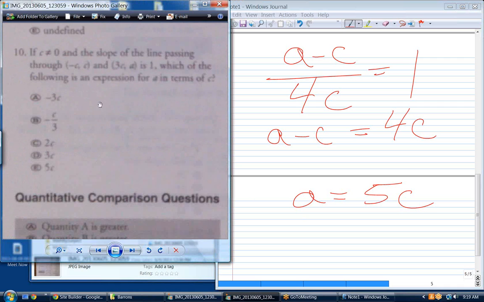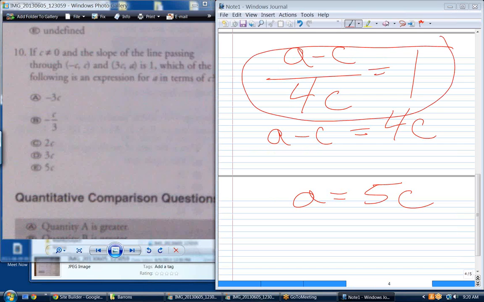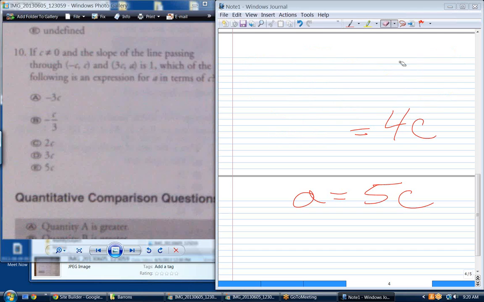Another equation where they give you an equation and they ask you to solve for the other variable in terms of one of these. So basically your ability to do algebra once you set it up.